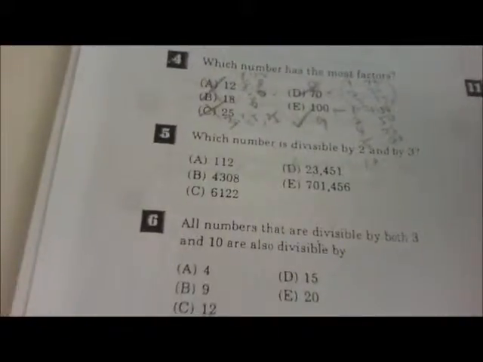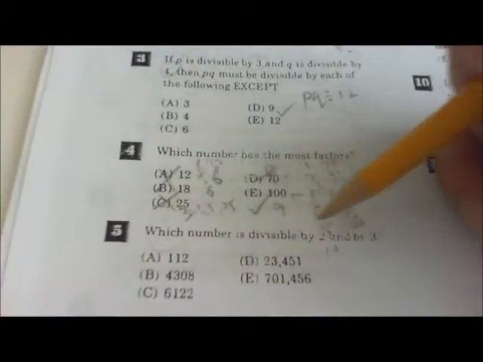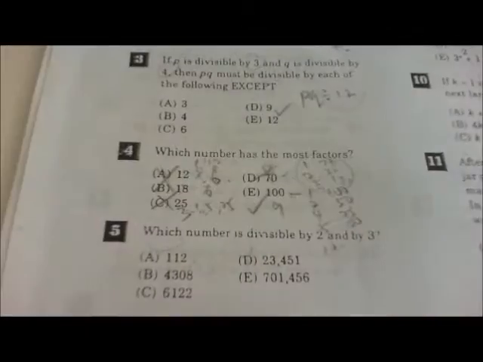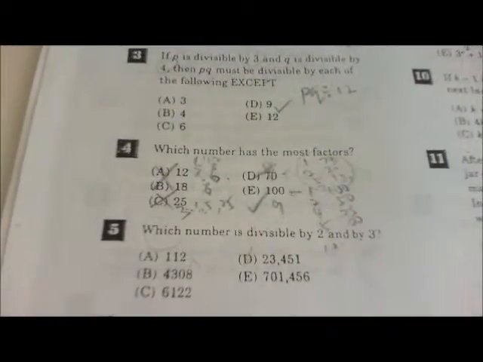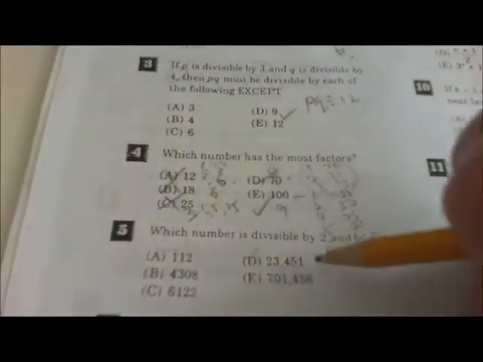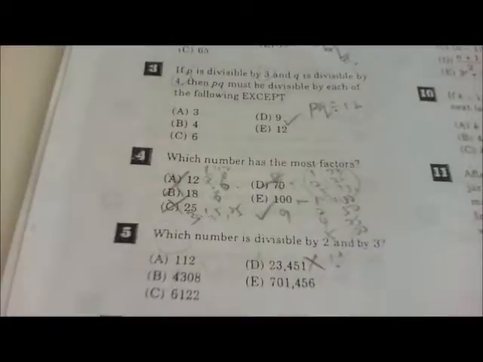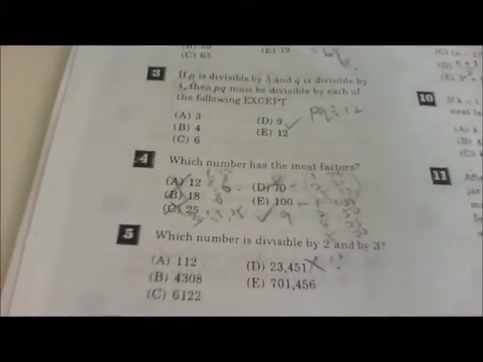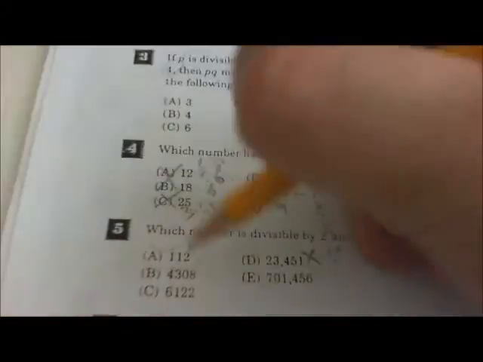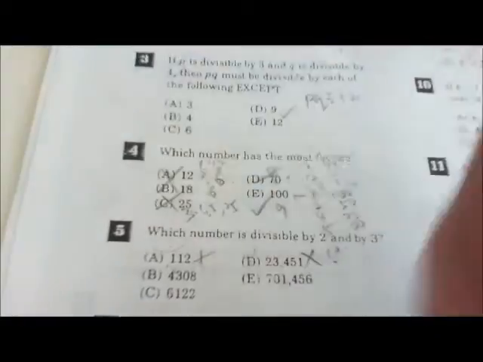Number 5, all numbers that are divisible by 3 and 10. Oh sorry, it's number 6, this one. Let's go back to number 5. Which number is divisible by 2 and 3? By 2 and 3 means that they are divisible by 6 actually. Now divisible by 2 means that they must be even. So this one is out right away. So divisible by 3 means that the sum of the digits must be divisible by 3. So this means the sum of digits must be a multiple of 3. So 2 plus 1 plus 1 is 4. 4 is not a multiple of 3, so A is out. 4 plus 3 plus 8, 7 plus 8 is 15. 15 is a multiple of 3. So the answer is B.